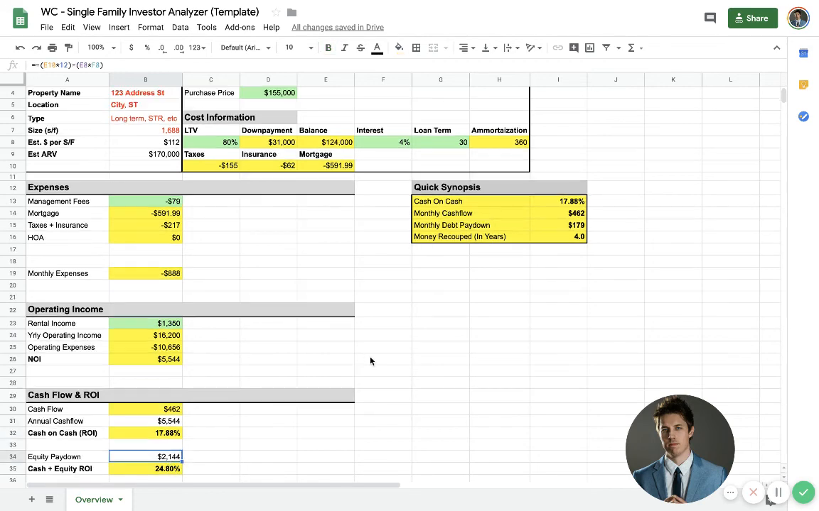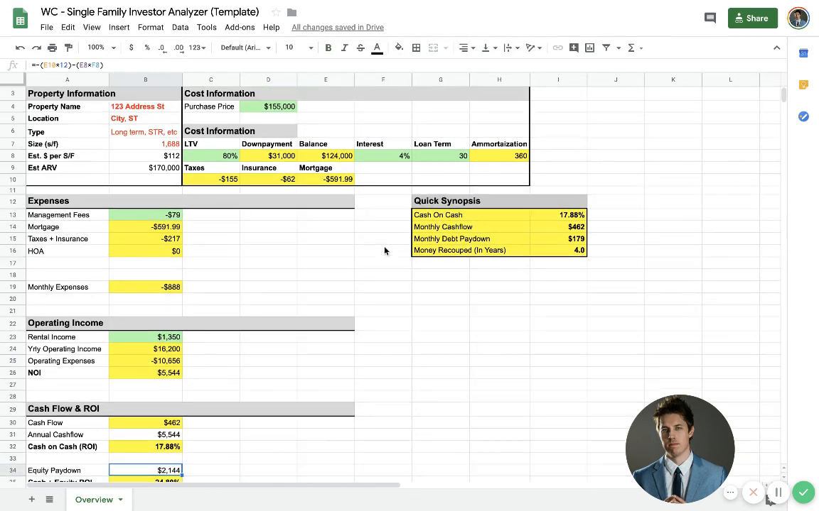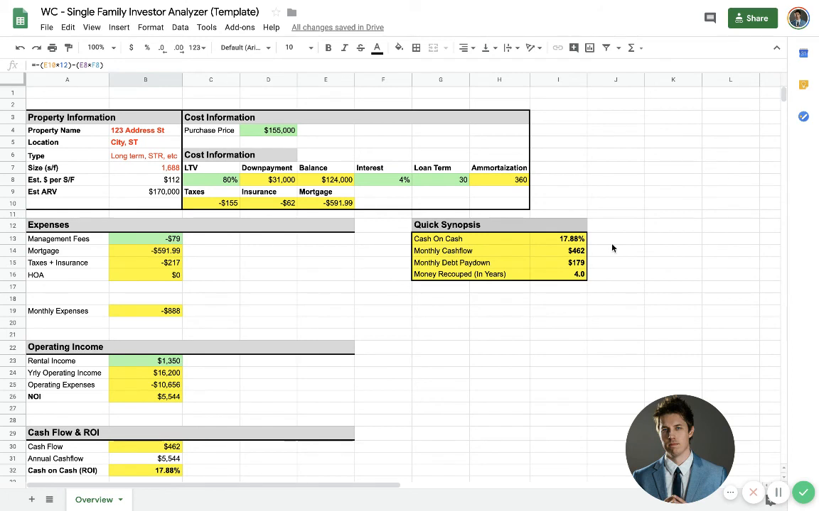The appreciation, it's all bonus. We don't even build appreciation into our model. Every deal we go into, we require it to have a historical average appreciation of 2%. But again, I just don't think it should be the main thing you're making decisions on. And then you've got a synopsis over here. Here's the cash on cash return. Here's the monthly cash flow, monthly debt pay down, and then your money recouped.